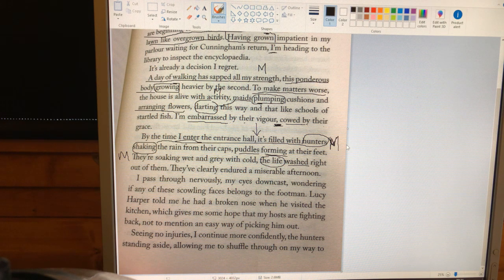But again, it doesn't say the life is washed right out of them or the life was washed right out of them, because that would be a main clause. This is just noun plus modifier. So it's absolute phrase again, the life washed. Yeah, so again, notice the similarity. Ponderous body growing, maids plumping, puddles forming, the life washed right out of them.